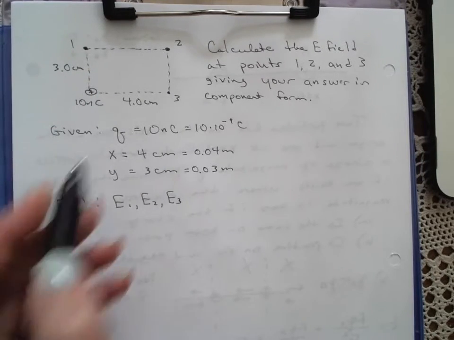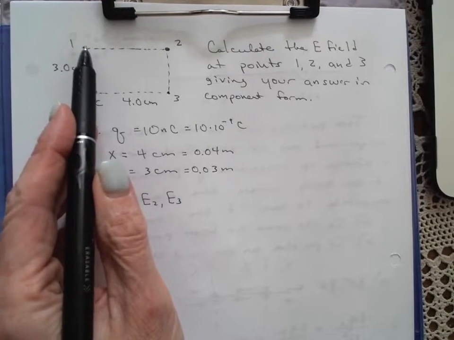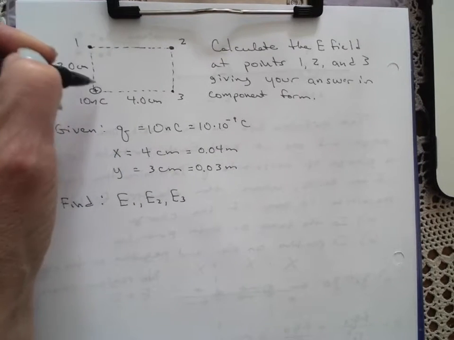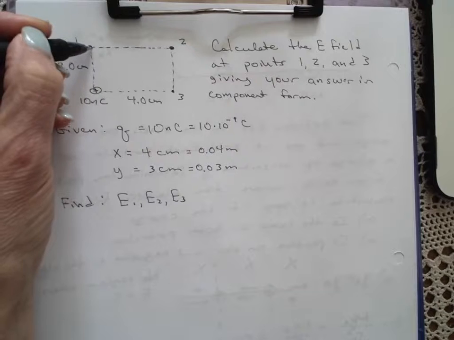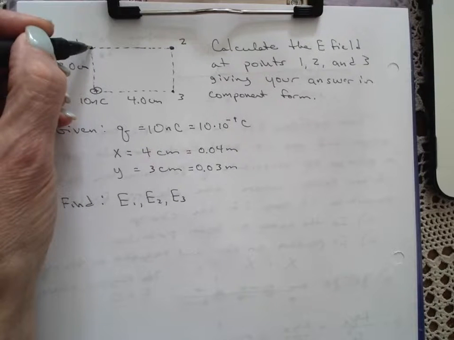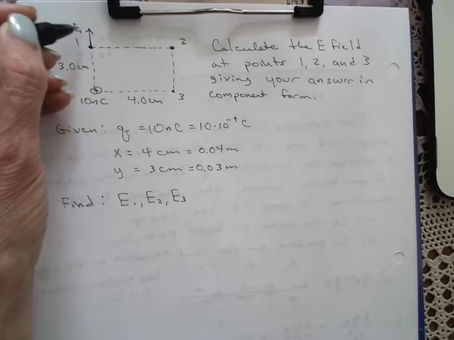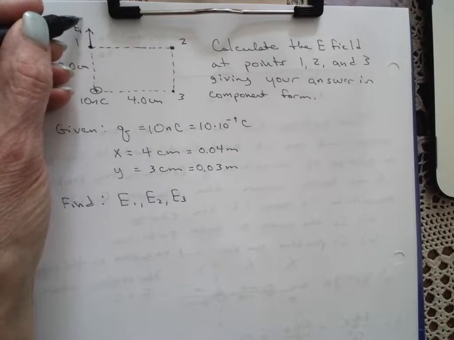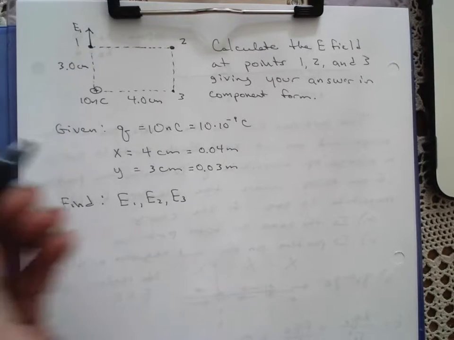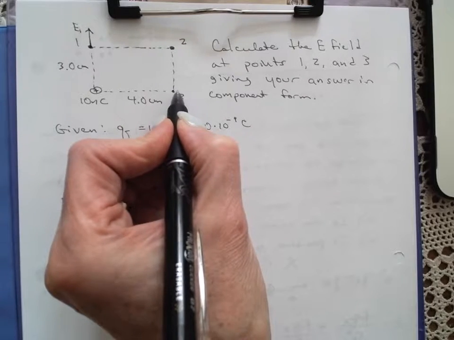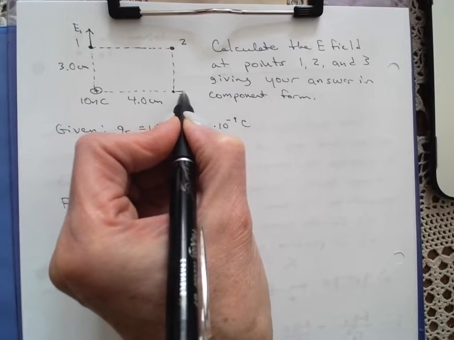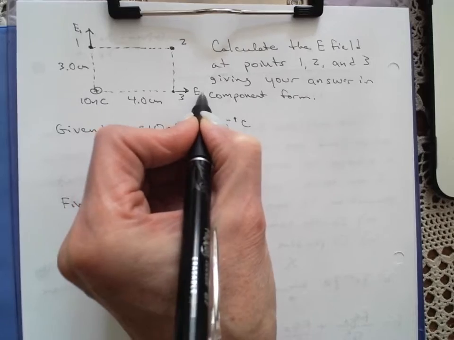So for E1, we're looking at this position right here. And so just drawing our electric field at this point, our electric field points away from the charge in the positive y direction. So this is going to be my E1. So I'm expecting this will point in the y direction. At point 3, my electric field is going to point away from the charge. So again, I'm going to have another field here, and this is going to be my E3.